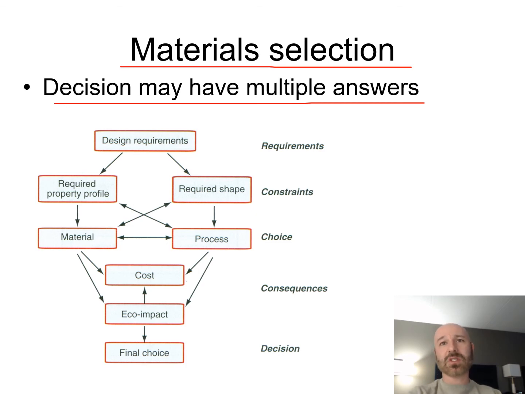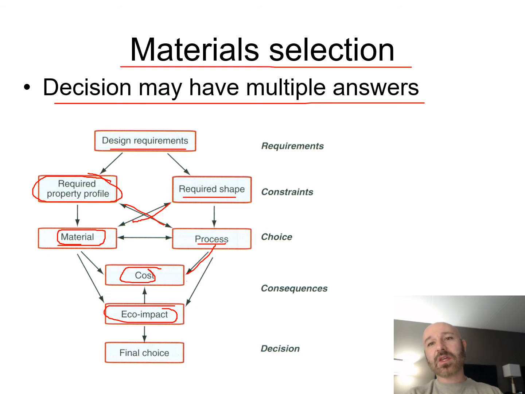So you have all these design requirements. You have your required shape. You have the process that you're using. You have the material that you're going to select. Well, what is the cost of that material? How do you process it? What is the ecological impact? What is the required property profile? These all go back and forth, tie in together, and depend on each other, and you can finally converge on a final choice.